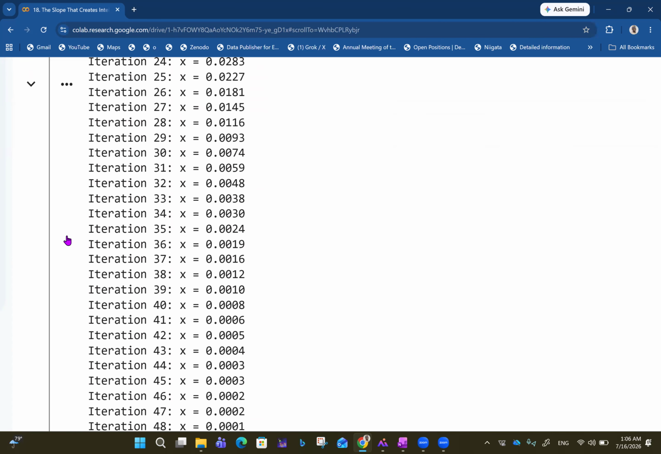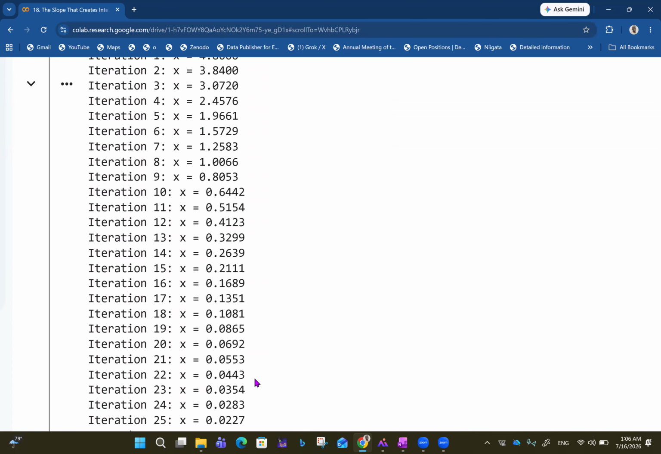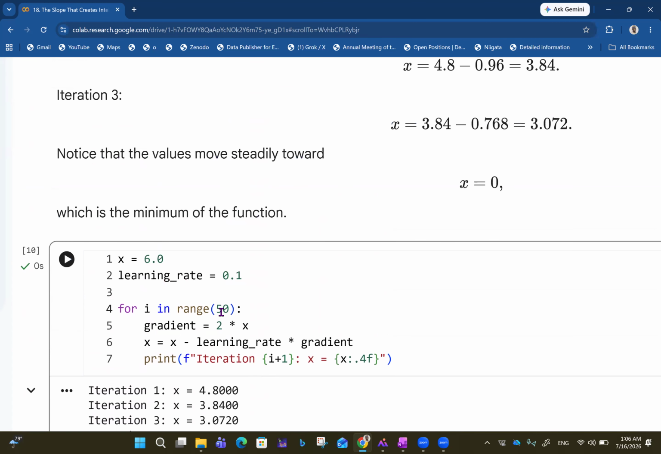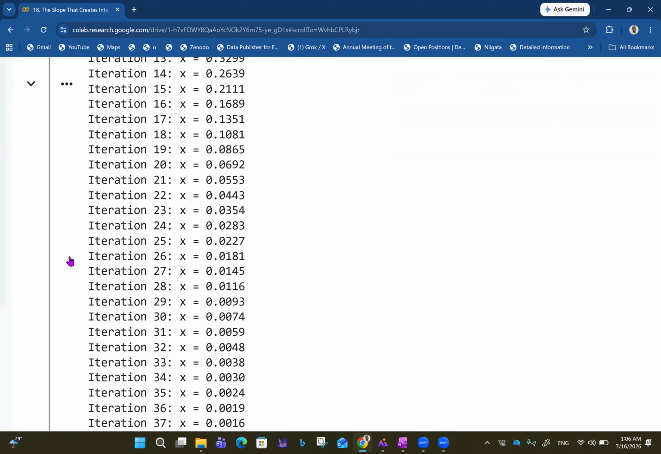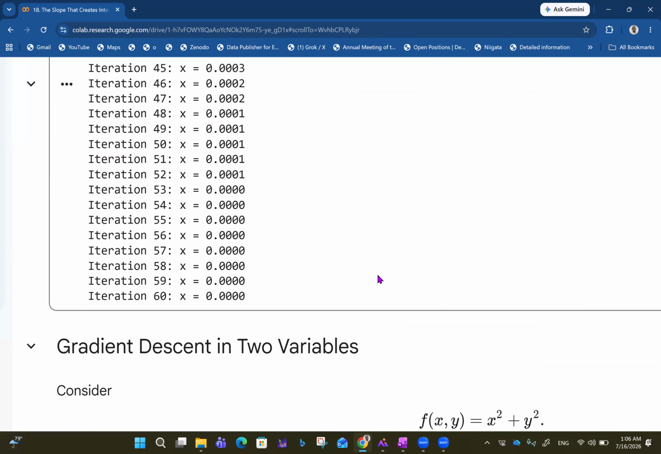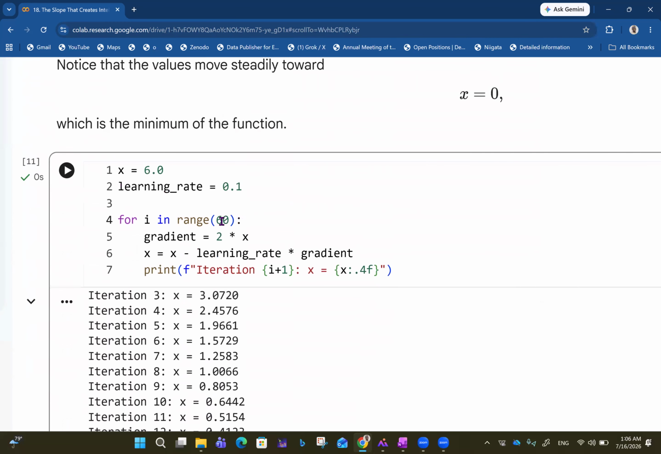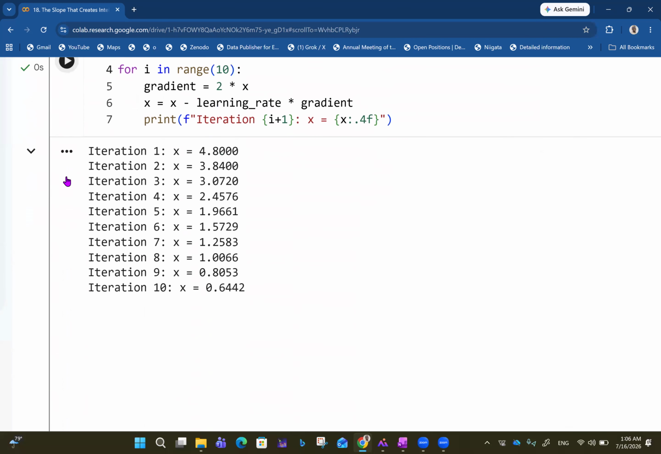So at 50, you see, we're almost getting zero in total. I think before we get to 60, we should already have zero for 4 decimal places. Starting from the 53rd iteration, we have zeros. If you have more decimal places, you need more iterations to get all zero. So it all depends on what exactly you want. You can always play with this number. Let me take it back to 10, which was there initially.